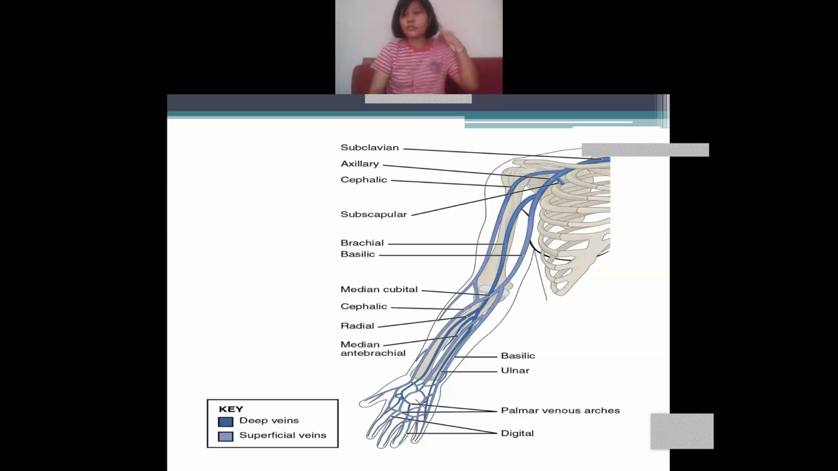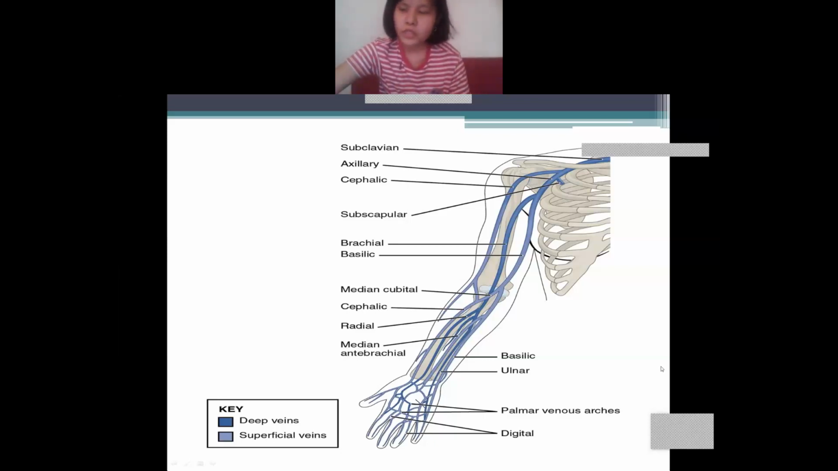Okay, I'll ask you again. What are deep veins? What are superficial veins? Please pay attention, I'll repeat again. In the upper limb vessels, that is the veins, you will find two types of veins: superficial and deep. Superficial veins lie beneath your skin. You can even see them with your naked eye, that blue color.